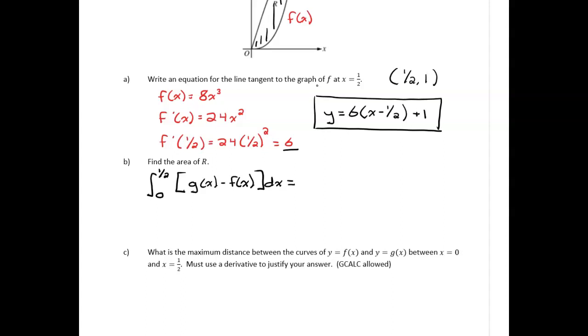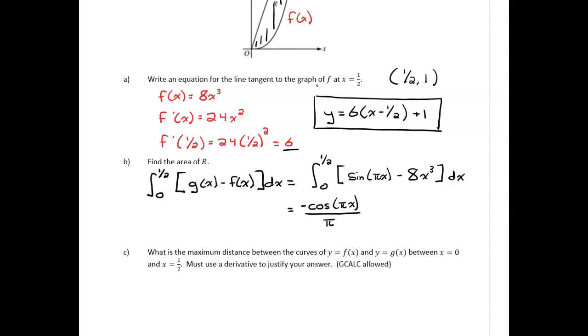All right, looking at this, we're going from 0 to 1/2. I'm going to go ahead and write in these values. g of x is sine of pi x minus 8x cubed, my f of x, dx. All right, taking my antiderivative here, well, my antiderivative of sine is going to be a negative cosine of pi x. And then careful, I have a times pi here. So if I'm taking the antiderivative of that, I'm going to have to divide by pi.